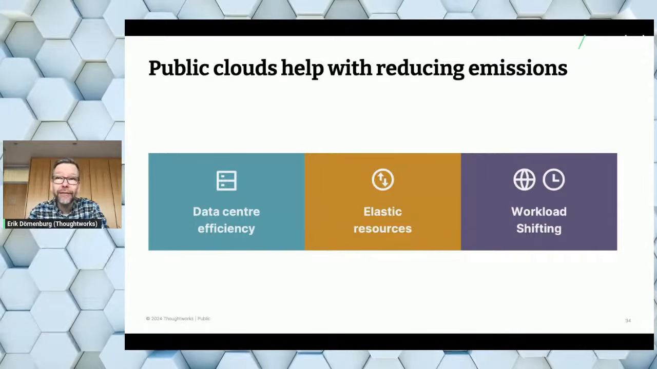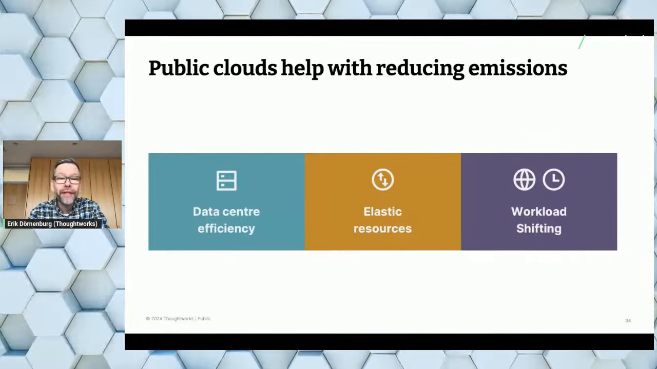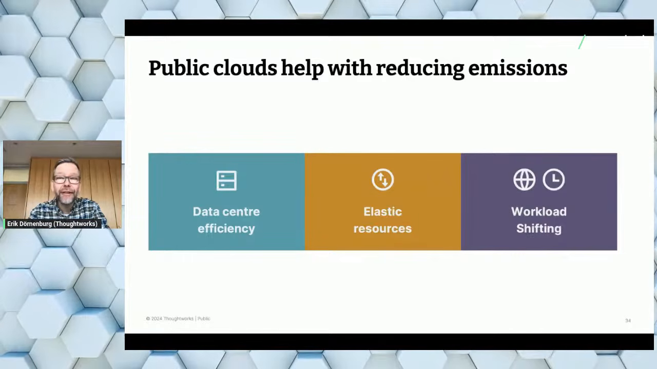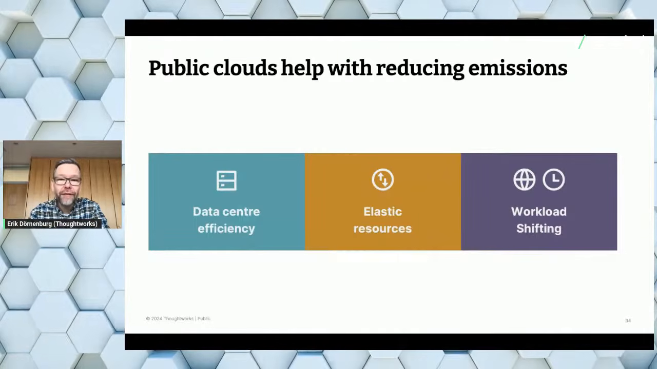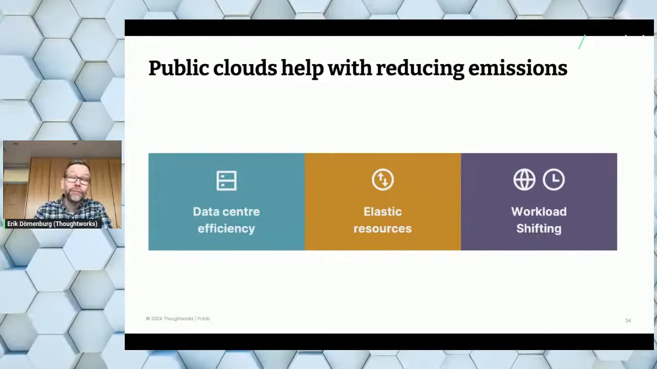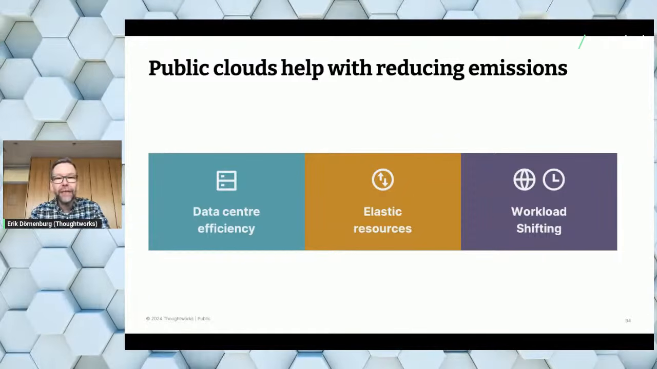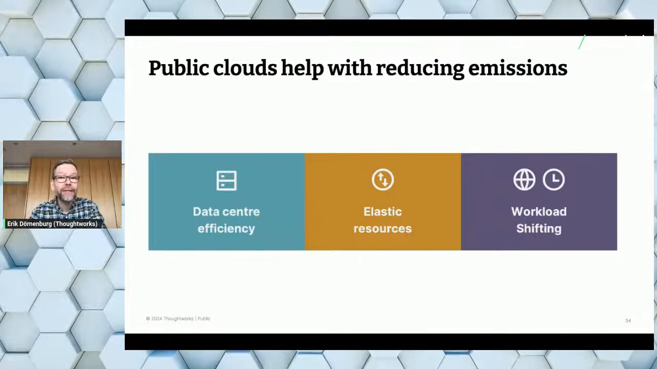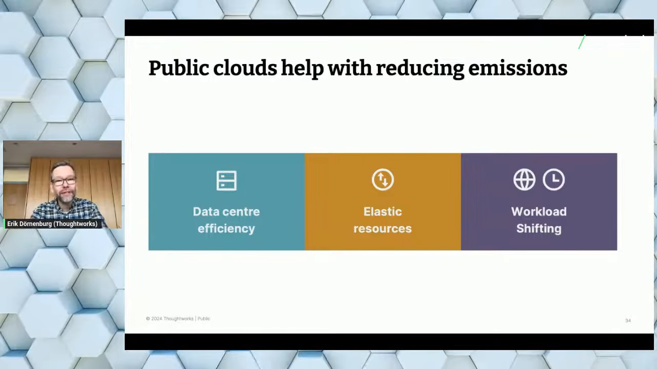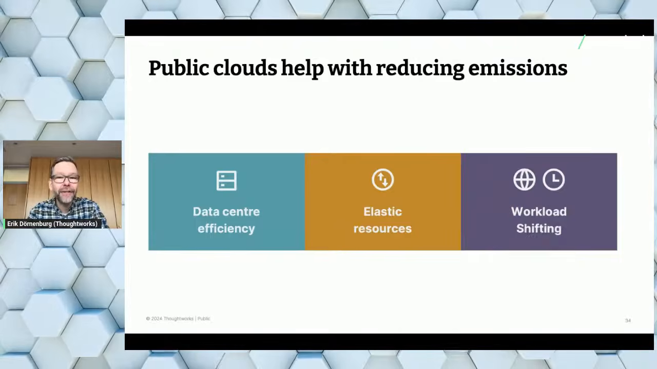Another one is elastic resources. You can reduce the number of servers you need, and they're not sitting around idling. If you give a server away, you can be reasonably sure that somebody else is picking it up. AWS obviously does this with spot instances, which creates incentives for people to schedule their workload in times when the servers are not needed.